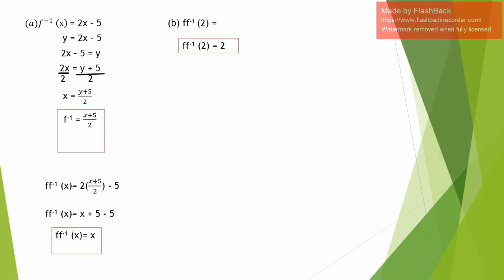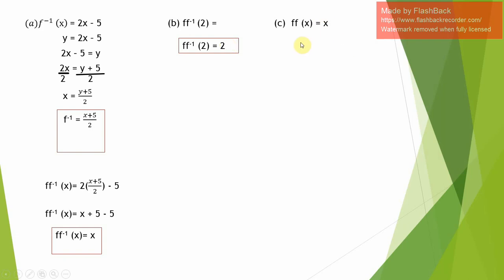Let's go to question C. Question C is asking us to find the value of x, and they've tried to make it very simple for us because they've given us the equation. They're saying f of x is equal to x. Now we need to find the value of x.